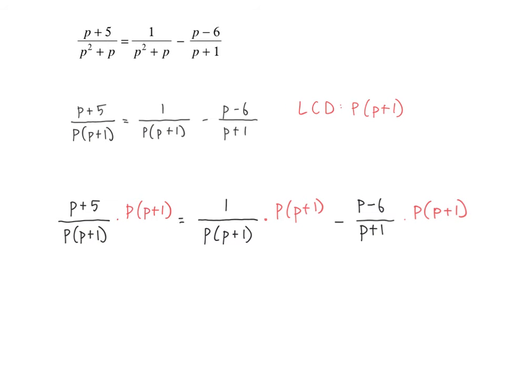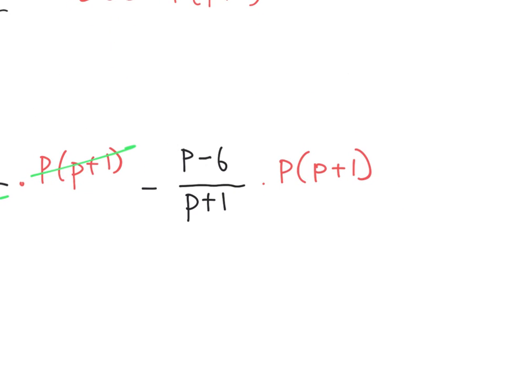So now we cancel. So that whole thing cancels out with that whole thing. So we just have a p plus 5 left. The first. Same thing here. So just a 1 left. And then the last one, the only thing that cancels is the p plus 1s. So there'll still be this p left.